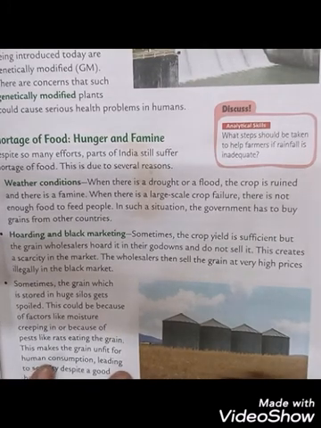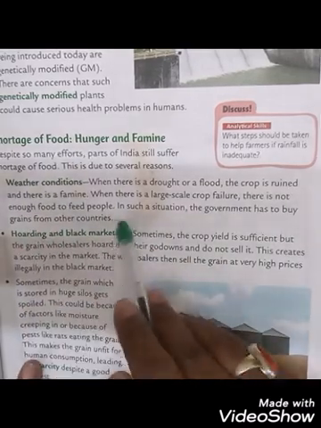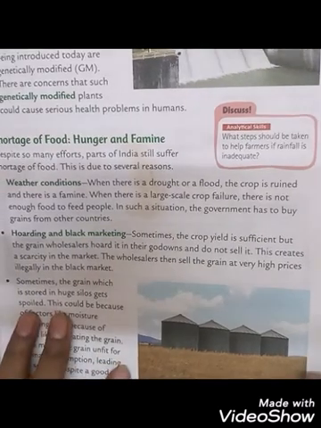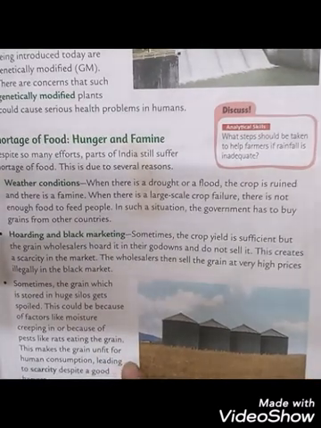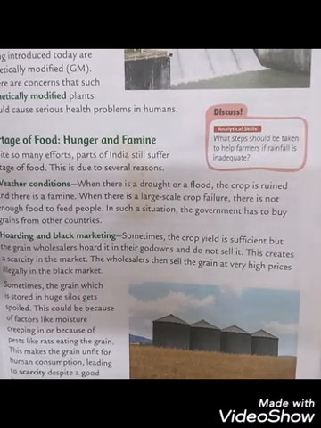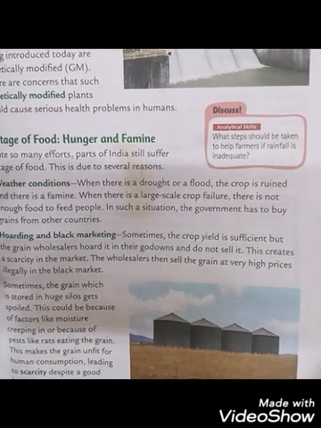People don't get enough food, and so the government has to buy the grains from other countries. This is very important because if there are natural calamities like drought and flood, there is a lot of loss in the crop. And so the government has to buy the crops from other markets, from other countries, to feed the people of the country itself.